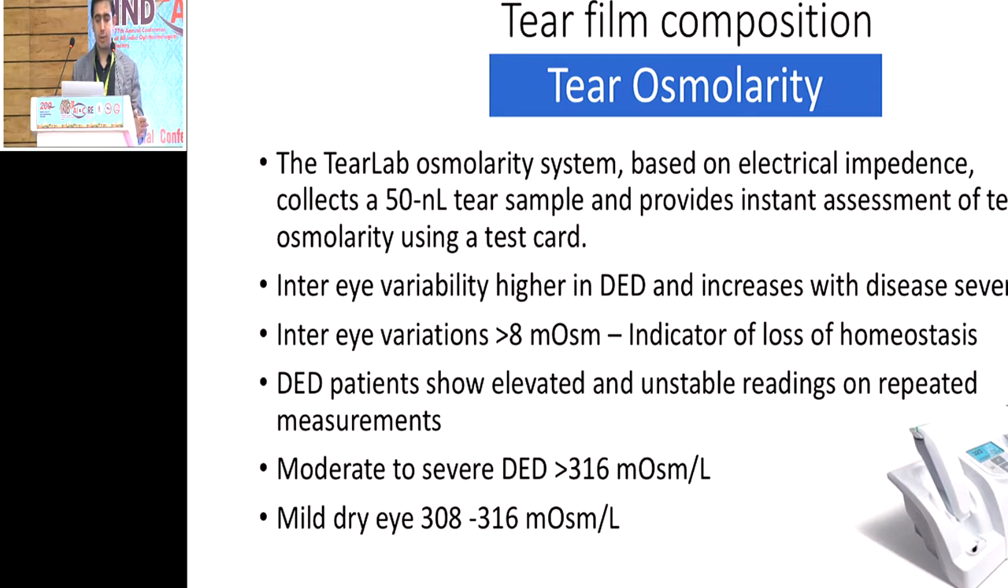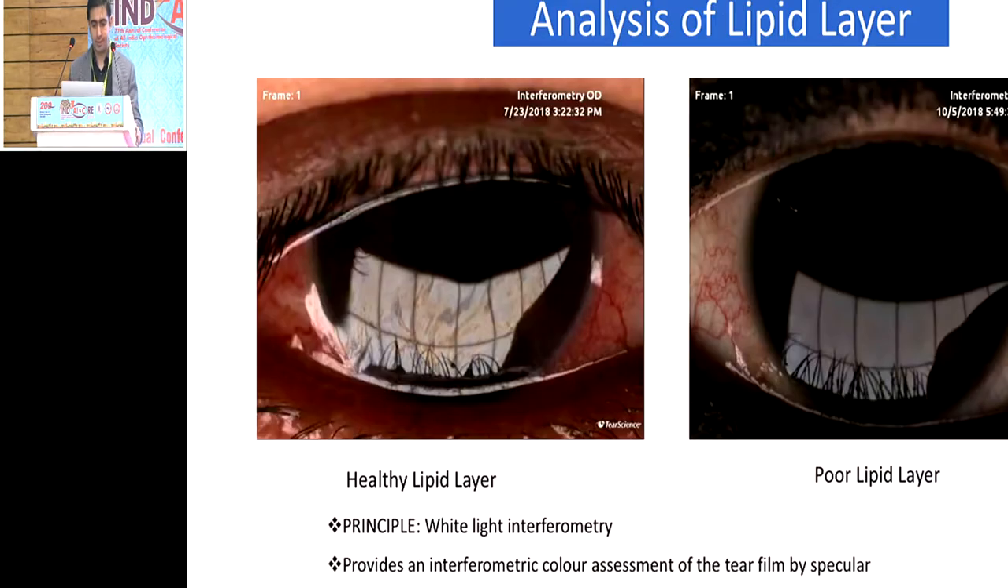The second thing to look at is repeated measurements. So dry eye patients typically show elevated and unstable readings on repeated measurements. So moderate to severe dry eye disease is classified with an osmolarity greater than 316 and mild dry eye 308 to 316. Anything less than that comes under normal. Tear osmolarity is also affected by which area of the eye you're taking it from. So again, not exactly foolproof. So none of these tests that I've mentioned so far, you should take them as, okay, this is a gold standard and I'm going to diagnose based on this.